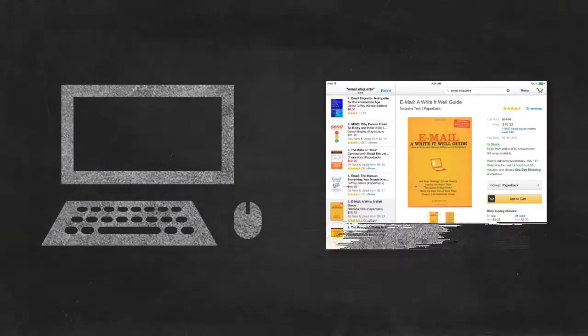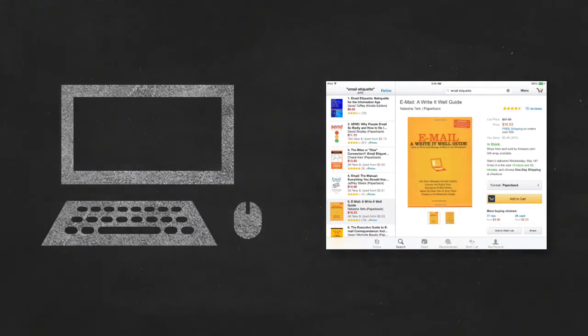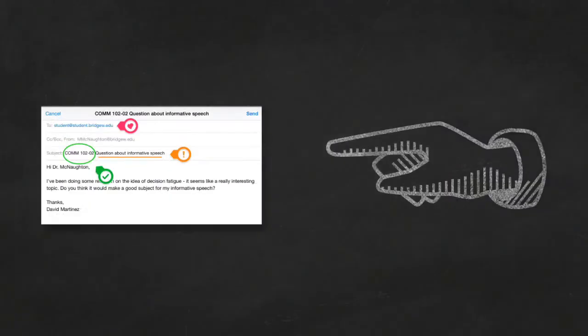Okay, so let's take a minute to talk about email. Email will likely be the most frequent way you contact me. Here are some thoughts on how to put your best electronic foot forward. Think about what email account you're sending your message from. Your student account is usually a good professional choice.